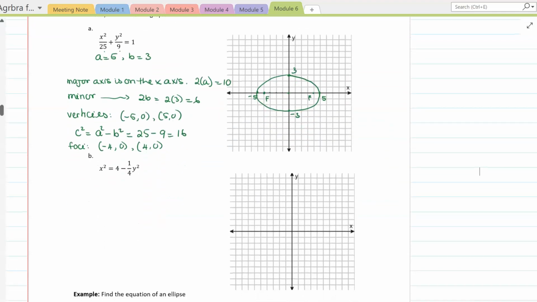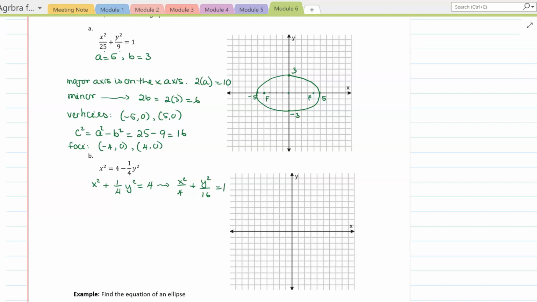In the next case, we have x squared equals 4 minus 1/4 y squared. Sometimes we have to do some work in order to put the equation in the form that we want. So x squared plus 1 over 4 y squared is equal to 4. If I go ahead and divide everything by 4, then I get x squared divided by 4 plus y squared divided by 16 equals 1.